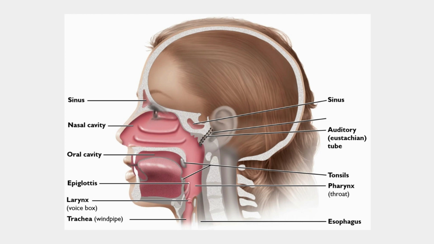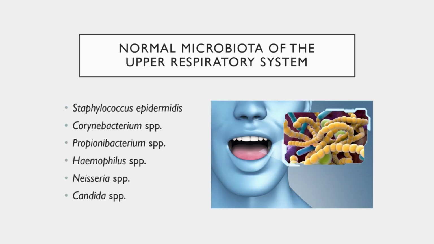So, the upper respiratory system, to start with, essentially includes everything from your trachea, or in other words, your windpipe, and up. So, we have your larynx, or your voice box, your pharynx, which is the technical medical term for your throat, your tonsils, your oral cavity, or your mouth, your nasal cavity, your sinuses, and your auditory, or your eustachian tubes, which run from your ear down to the back of your throat.